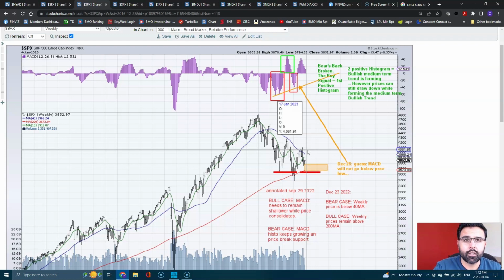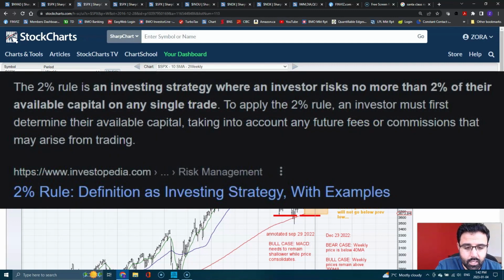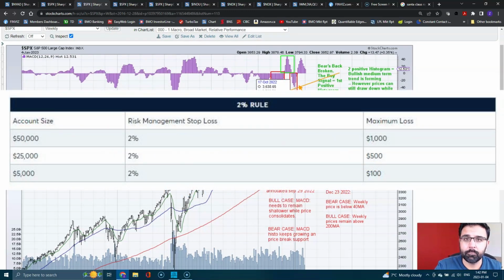Some of my biggest losses have come from not placing stops and not adhering to the 2% rule. But over the past couple of years, I have been implementing it, and it's working out really well. So we'll see. We've got the bull case and the bear case, and we're acting accordingly.